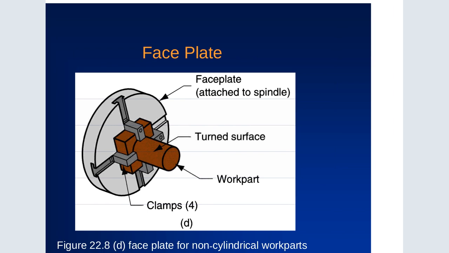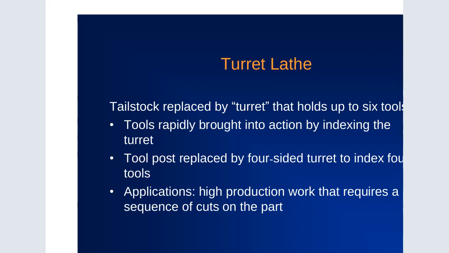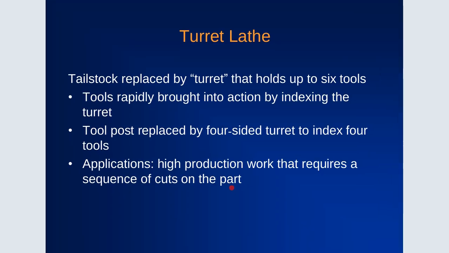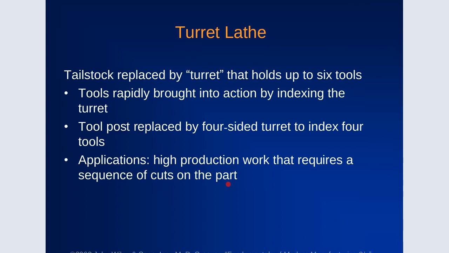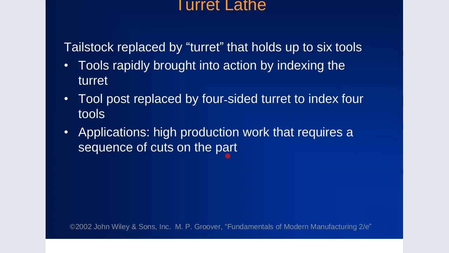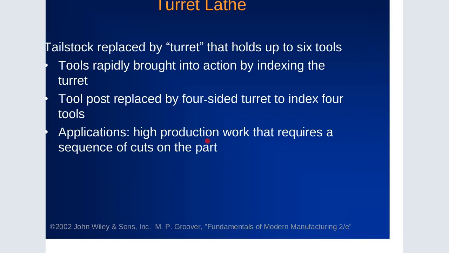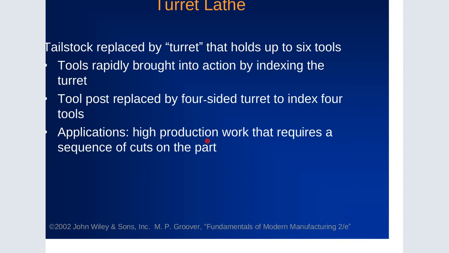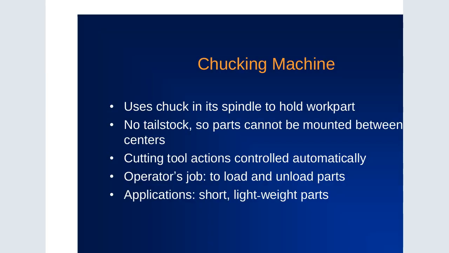The face plate is there. The face plate is a plate that already has some shapes. It holds the work there, and then turning is done so that it can make the exact shape of that metal on that piece of work. Then the turret lathe, where the tailstock is replaced by a turret that holds up to six tools, rapidly brought into action by indexing the turret. Another one is the tool post replaced by a four-sided turret that indexes four tools. Applications: high production of work that requires a sequence of cuts on the parts.